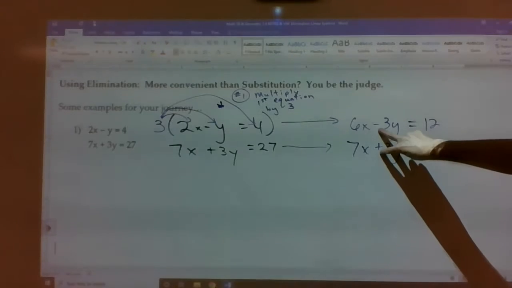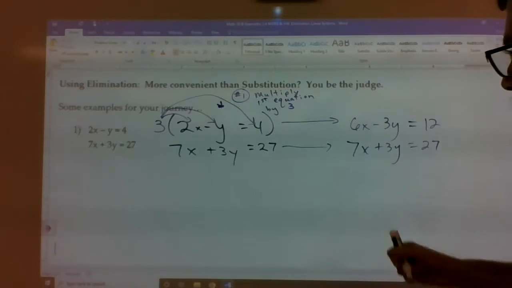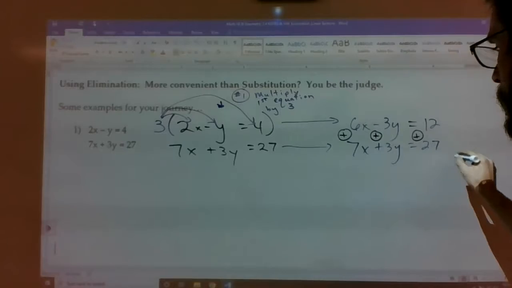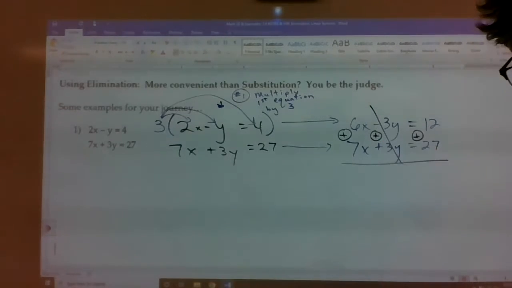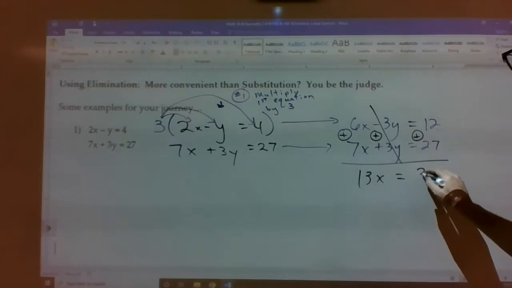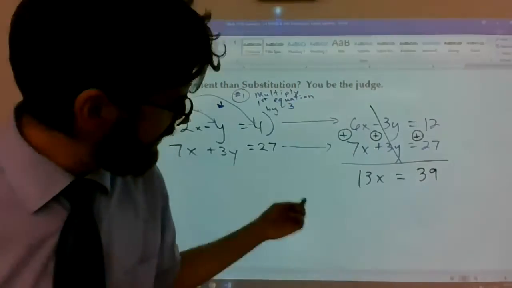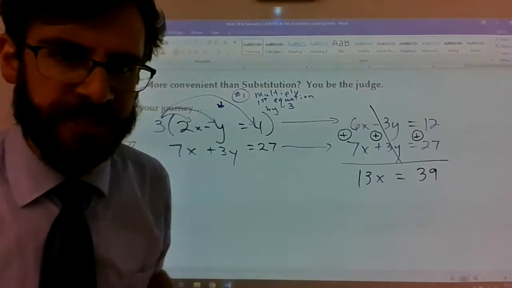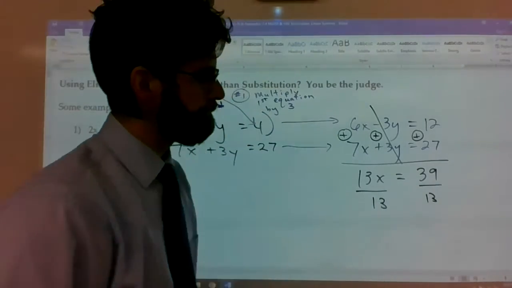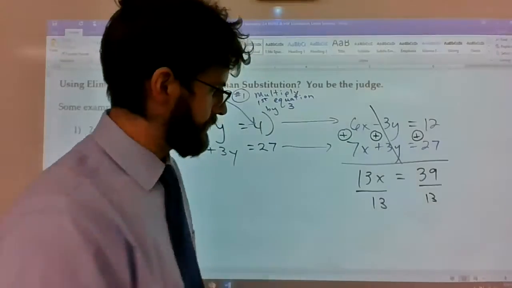Now here was the goal. The goal was to create a negative 3y and a positive 3y. The reason is because now if I add all the columns, the y terms completely cancel out. And I'm left with 13x on the left and 39 on the right. All we got to do now is solve that very simple equation. Divide both sides by 13. Let's see. 13 goes into 39, 13, 26, exactly 3 times.